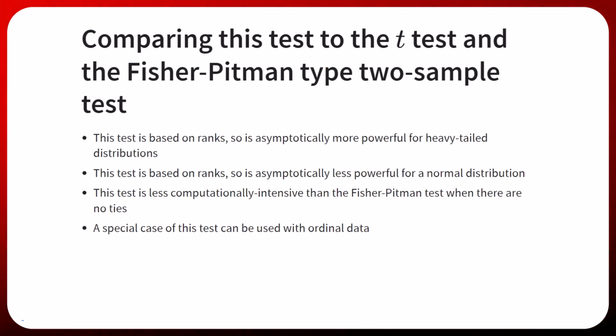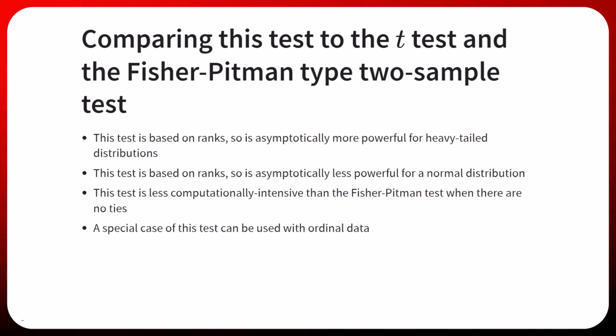Let's compare this test to both the t-test and the Fisher-Pitman type 2 sample test. This test is based on ranks, so it is asymptotically more powerful for heavy-tailed distributions. This test is based on ranks, so it is asymptotically less powerful for a normal distribution. The Fisher-Pitman and the t-test have the same power as one another, but that power will be less than the rank-based test if there are heavy-tailed distributions, that is, higher than normal kurtosis. And if we have a normal distribution, they will be more powerful than this Wilcoxon rank sum test.